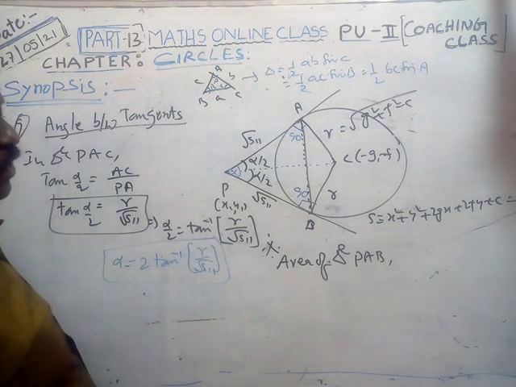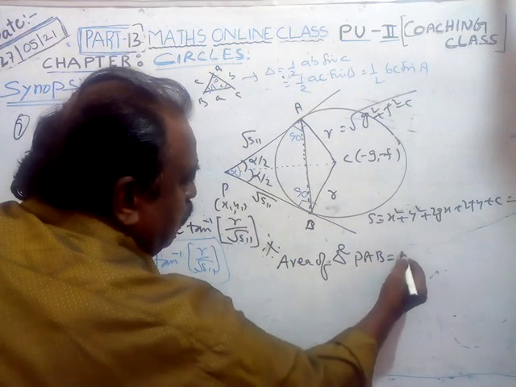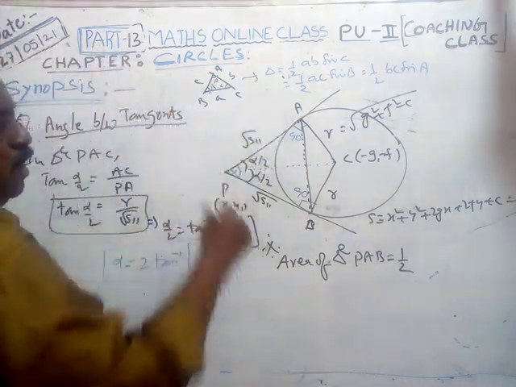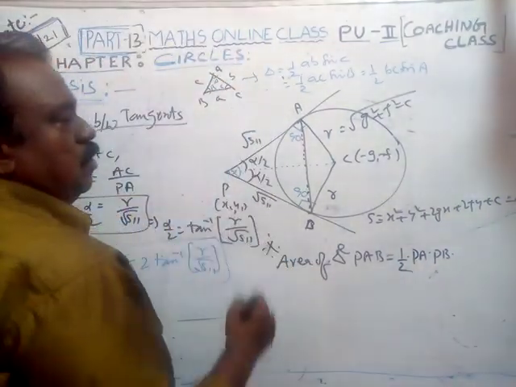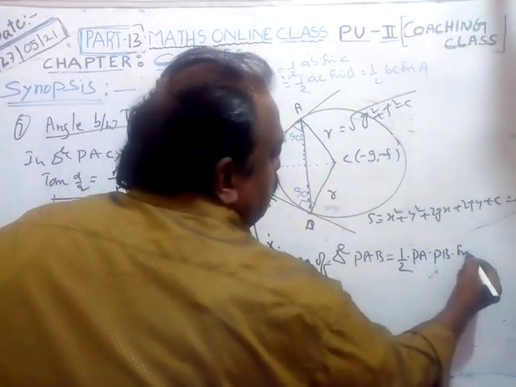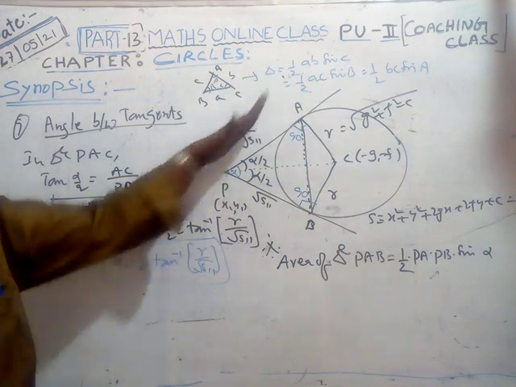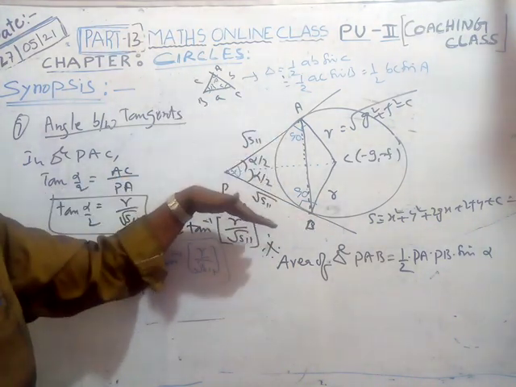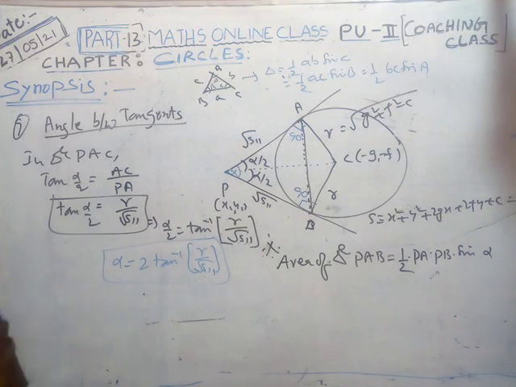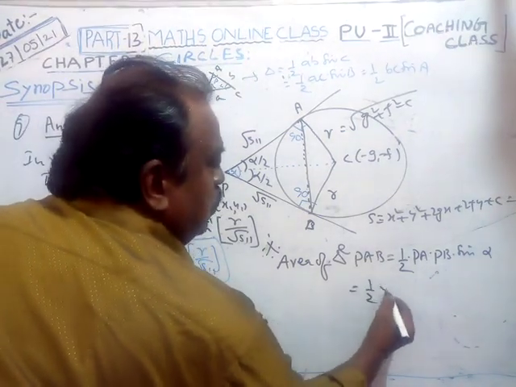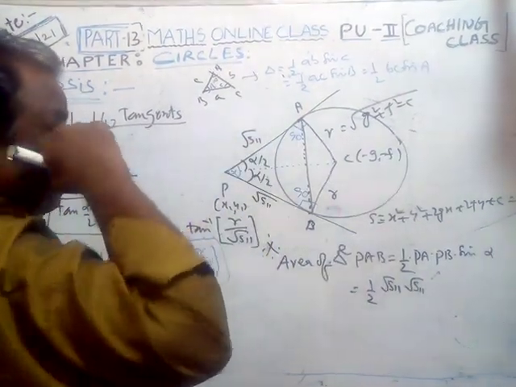What is alpha? You know it. So the area of triangle PAB is equal to 1 by 2, two sides PA into PB, into sin alpha. Sin of angle APB like this, two sides, and the connected angle alpha. So sin alpha. Just 1 minute. It is 1 by 2, root S11, again root S11, that is PA and PB.